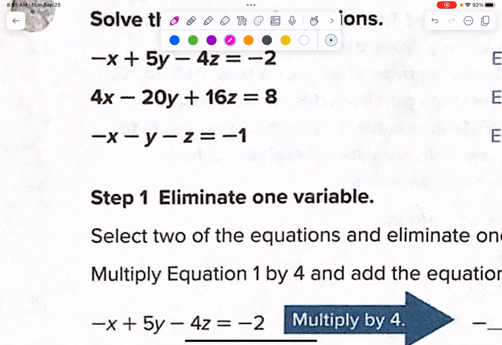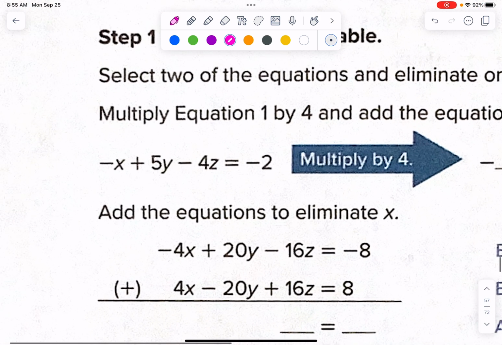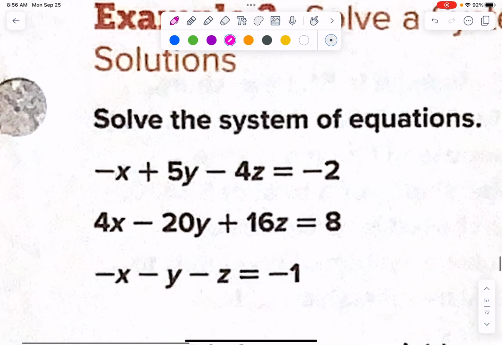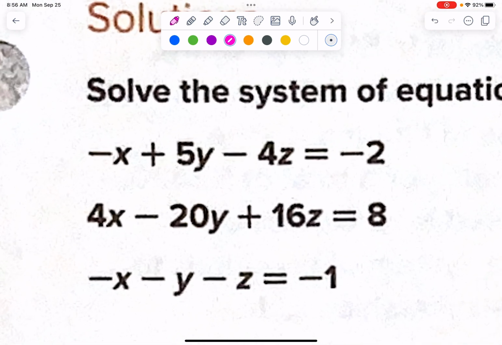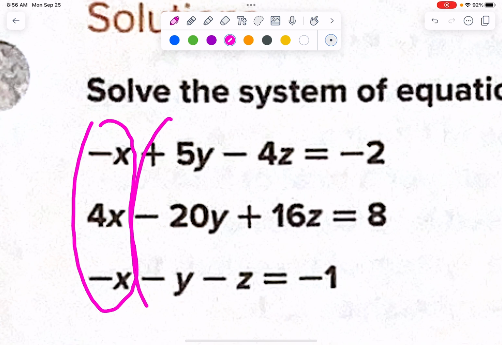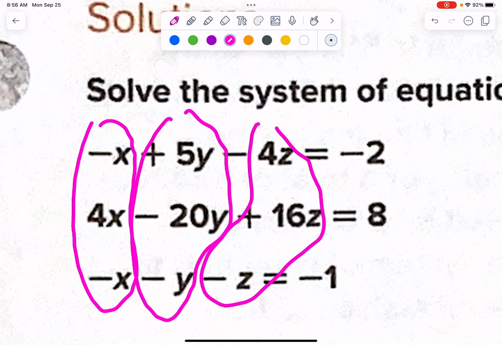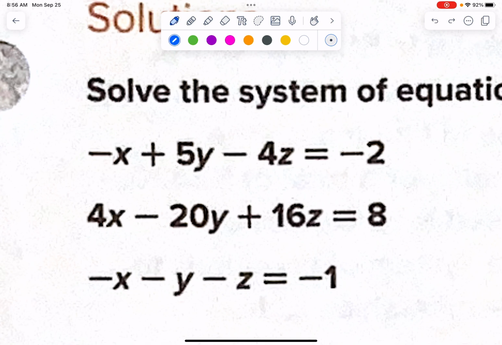Eliminate one of the variables. Okay, they went ahead and they eliminated x. I'm going to say, if we have to compare, these are my x's, these are my y's. Y has that negative 20 there. That might be kind of big. And these are z's, okay? I'm going to say the x's might be the easiest ones to reduce to. So let's go ahead and do that, okay?